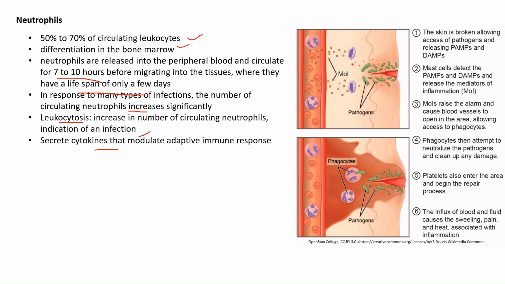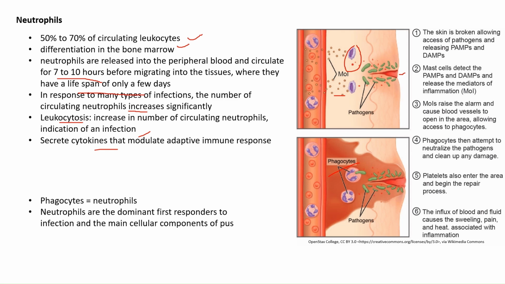Now in this figure we can see that whenever there is a break in the skin, pathogens will enter from there, these green colors. As soon as the pathogens enter, they have some markers on their surface which are recognized by the cells present around that tissue. They release some chemicals, due to which the blood vessels will open, and from here these phagocytes, which are neutrophils, will enter. Now they will help to neutralize the antigen. So the neutrophils are the phagocytic cells.